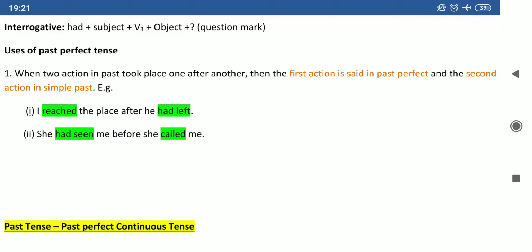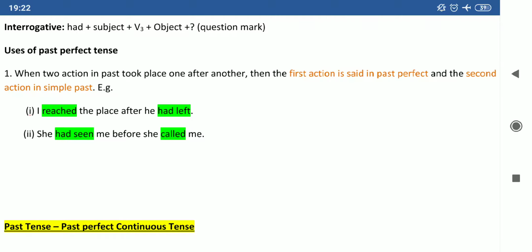How many actions you can see there? One is reach and other action is left, right? Left means this is a third form, first form is leave. So there are two verbs in this sentence, reach and left. Now, these were two actions in the past. What happened first and what happened second?